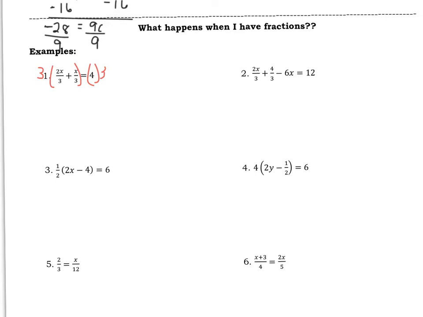Okay, so if I clean up the right side, 4 times 3, that's 12, that's easy. So now I'm going to distribute this 3 to both. So if I multiply 3 times 2x over 3, these cancel out, so I'm left with 2x. And if I multiply 3 by x over 3, those 3's cancel out, so I'm left with plus x. So now if you look at this equation, it's nice and easy. 2x and x make 3x.